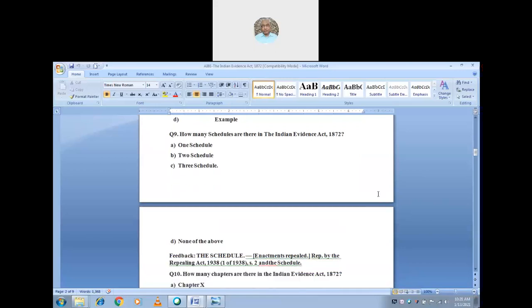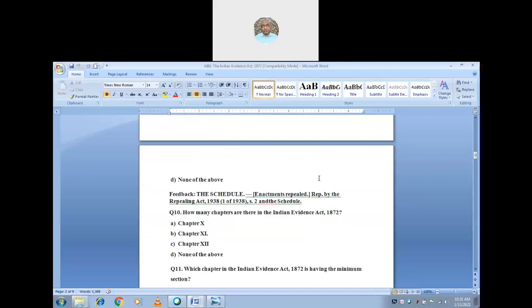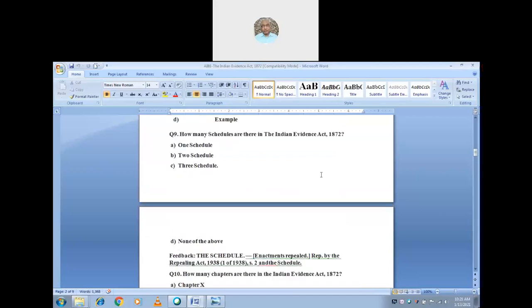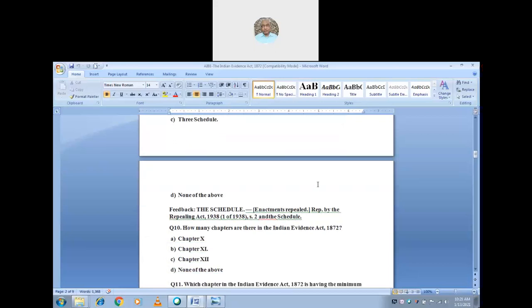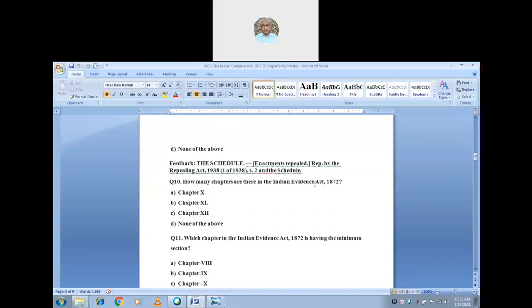How many schedules are there in the Indian Evidence Act? There are no schedules. Of course, one schedule was there, but it is repealed. The answer is none of them. The schedule and the enactment were repealed by the Repealing Act of 1938, section 2 and the schedule both. So the answer is none of the above, because no schedules are there in the Evidence Act.